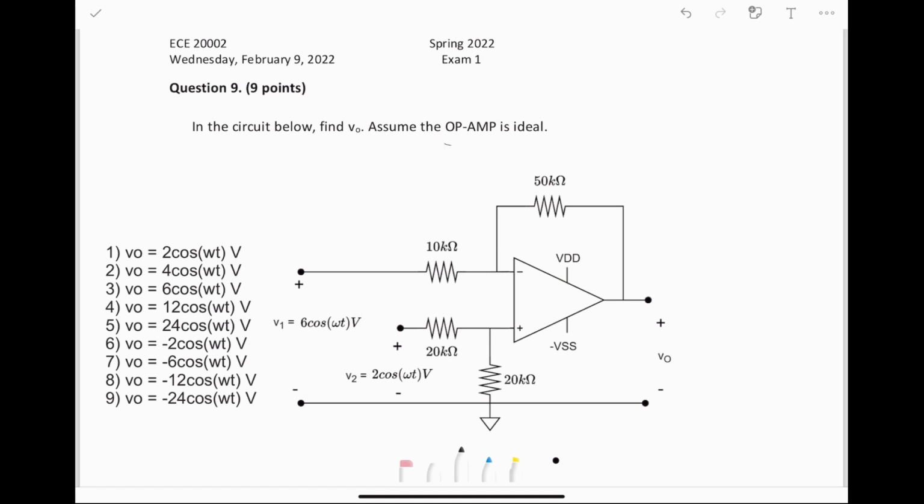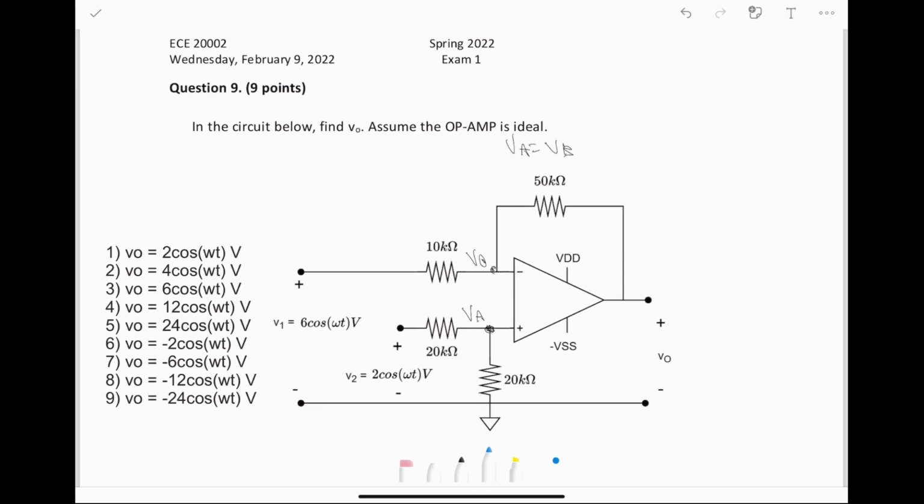So, since this op-amp is ideal, we know that this node right here, let's call it VA, and this node VB, characteristic of an ideal op-amp, VA equals VB. And then we also know that no current is going to flow into the op-amp through those nodes.